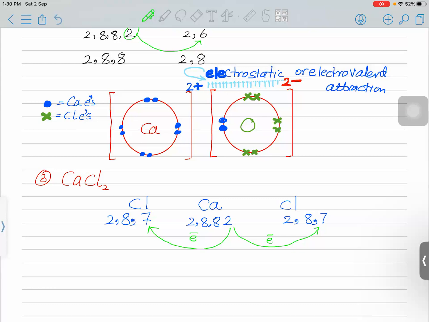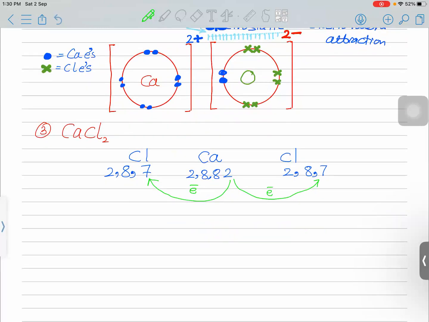So two atoms of chlorine are needed. Why? Because calcium gives 2 electrons. So 2 atoms of chlorine are needed.